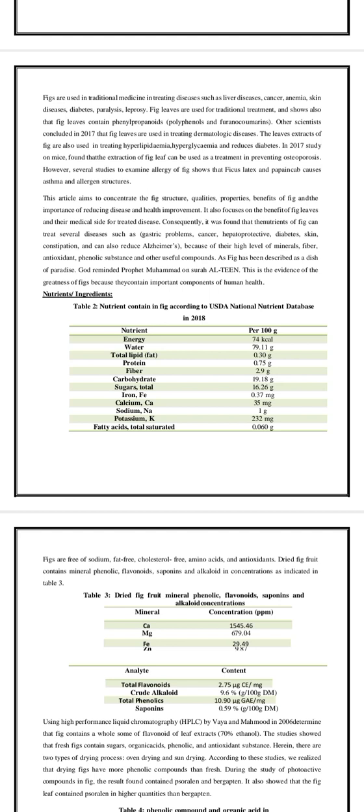In 2017, a study on mice found that the extract of fig leaf can be used as a treatment in preventing osteoporosis. However, several studies examining fig allergy show that the ficus latex and papain cause asthma and allergen structures. This article aims to concentrate on the fig structure, qualities, properties and benefits of the fig, and the importance of reducing disease and health improvement. It also focuses on the benefit of the fig leaves and their medical side for treating disease.